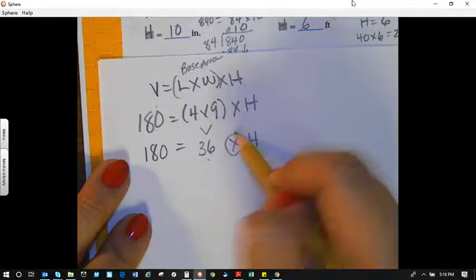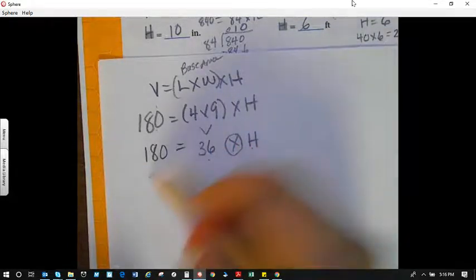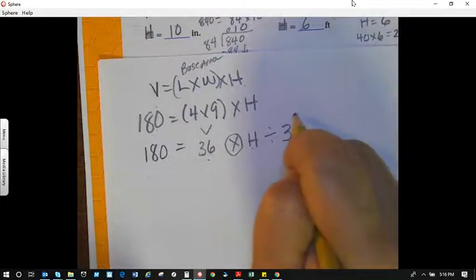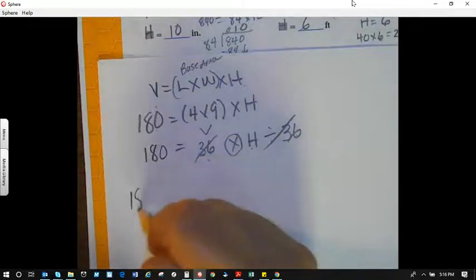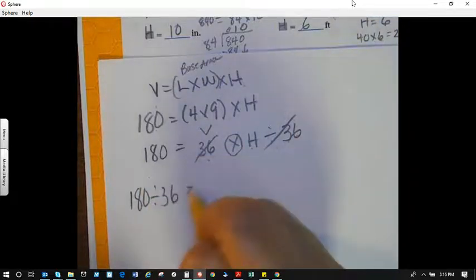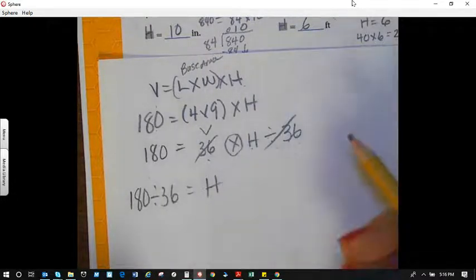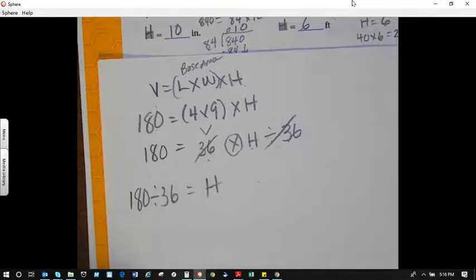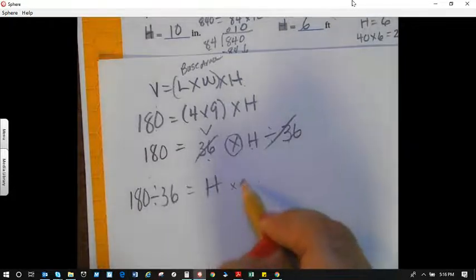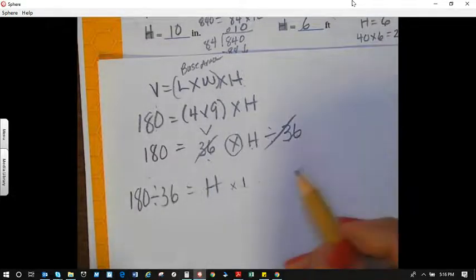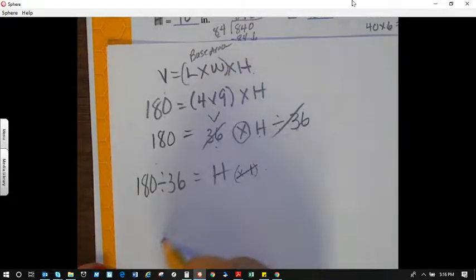I'm multiplying here, so to move the 36 from this side to over here, I need to simply divide, cross that out. 36 divided by 36 equals 1. 180 divided by 36 equals H. And it would have been H times 1. And again, any number or letter multiplied by 1 is that number or letter. So I don't have to put that there. I could if I wanted to, but it doesn't make any difference. So now let's go ahead and divide this out.